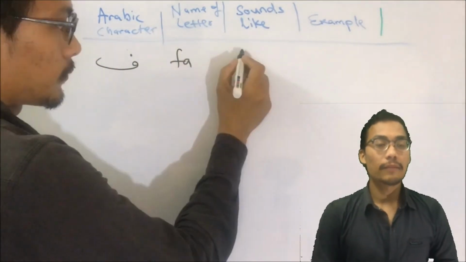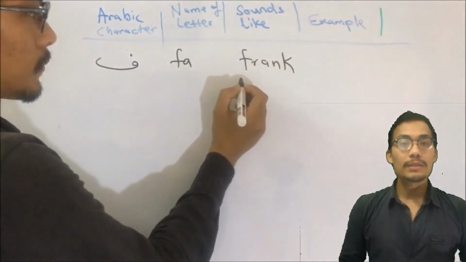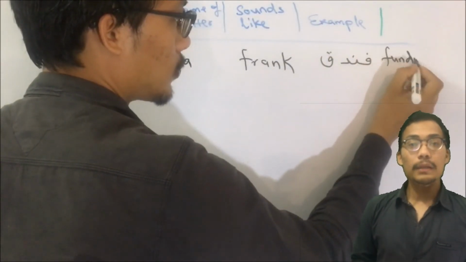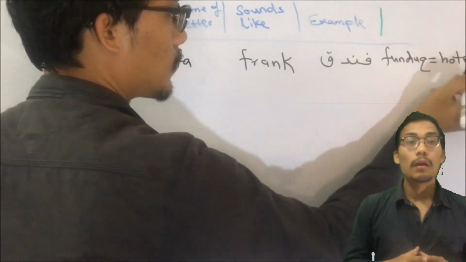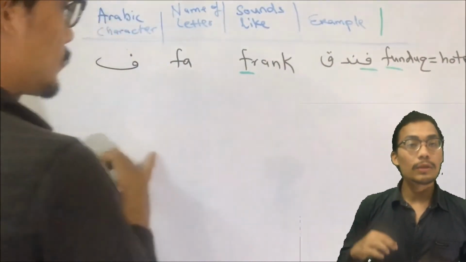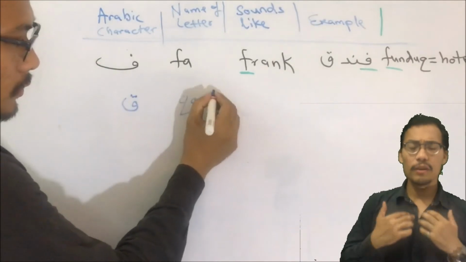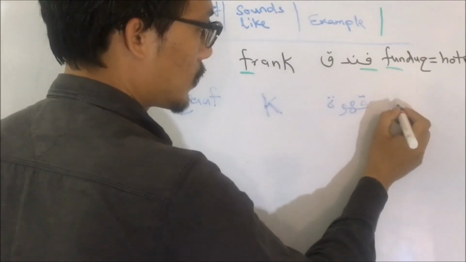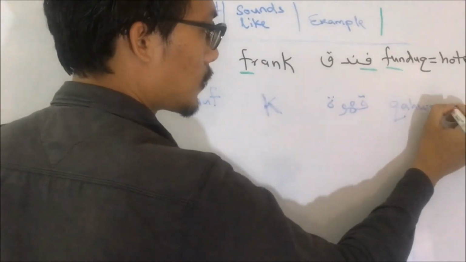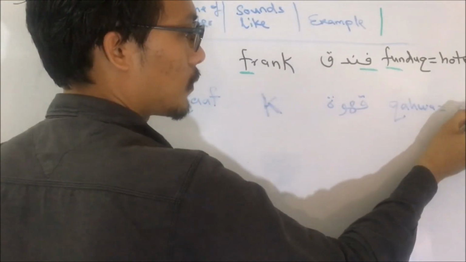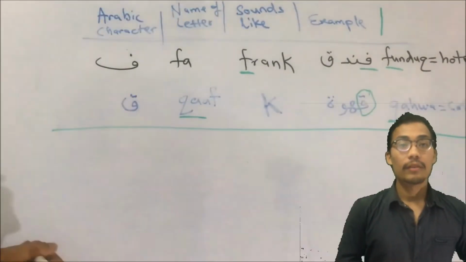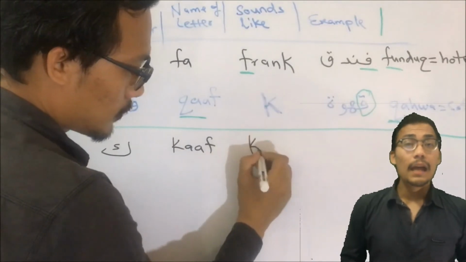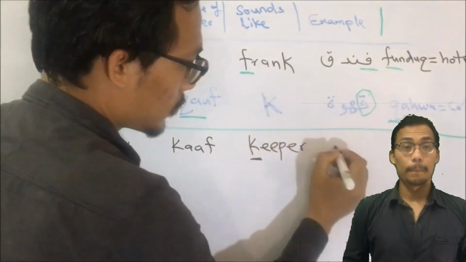Okay, next alphabet would be Fa. Sounds like the F in Frank. For example, Funduq. Qaf. Qa, similar to the letter K but produced much further at the back of the throat. For example, Qahwa. Next alphabet, Kaf. Ka, sounds like the K in keeper. For example, Kitab.